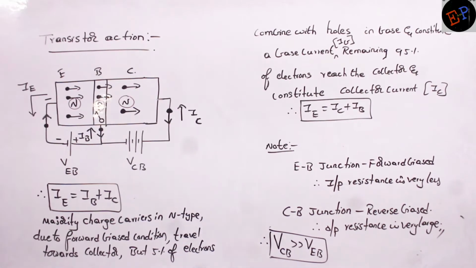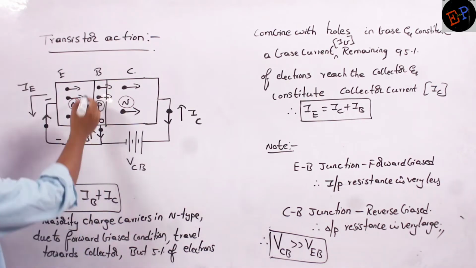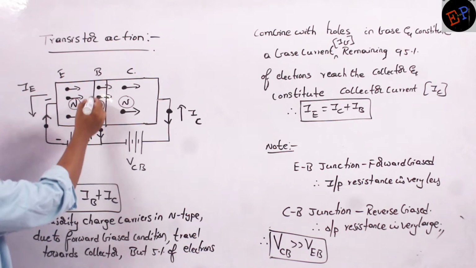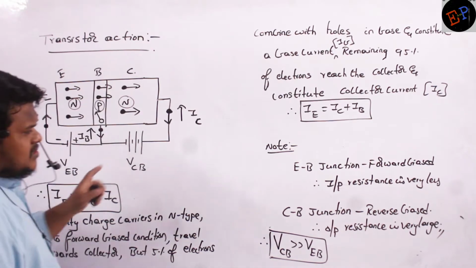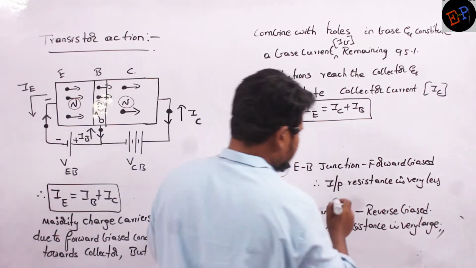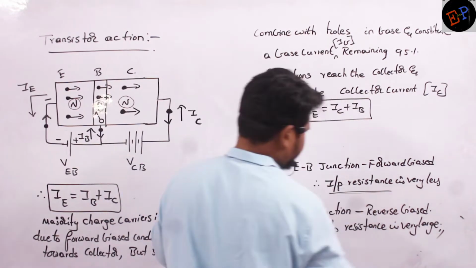And one more point here. This first junction is forward biased, no? The first junction is forward biased. Because it is forward biased, its resistance is very less.